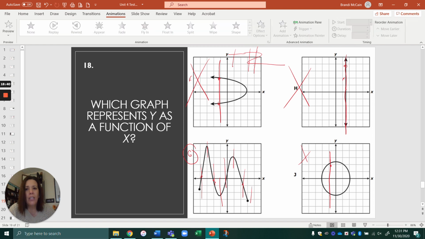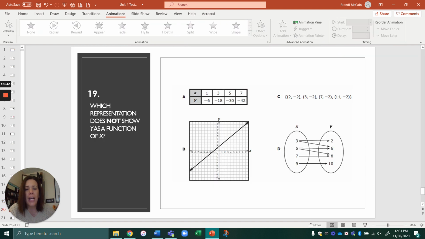Number 19. Oh, goodness gracious. Number 19 is which one does not show a function. Again, we don't care about the y's. 1, 3, 5, 7, those are all different, so A is a function. Don't care about the y's. 2, 3, 7, 11, all different. That's a function. Vertical line test, it only touches one time. That's a function. So it's got to be D.